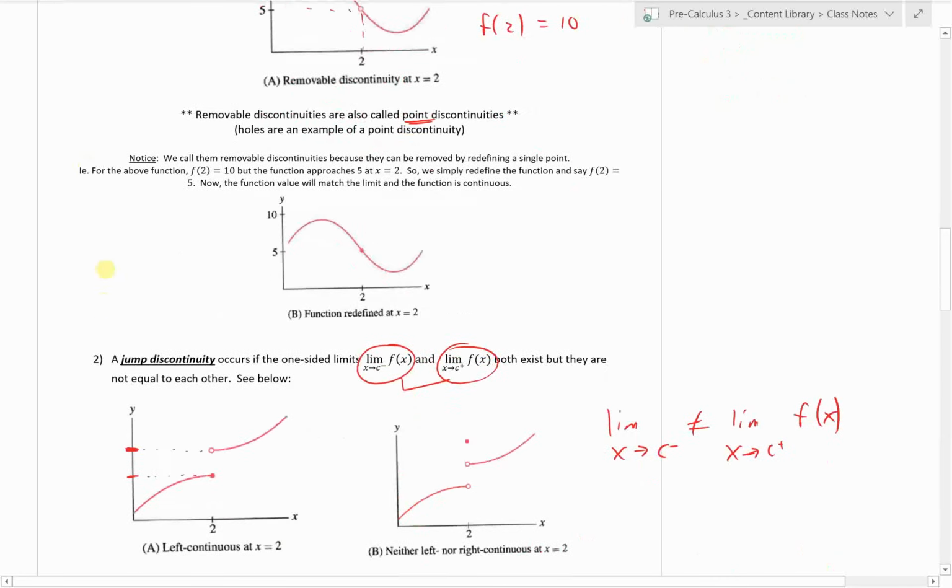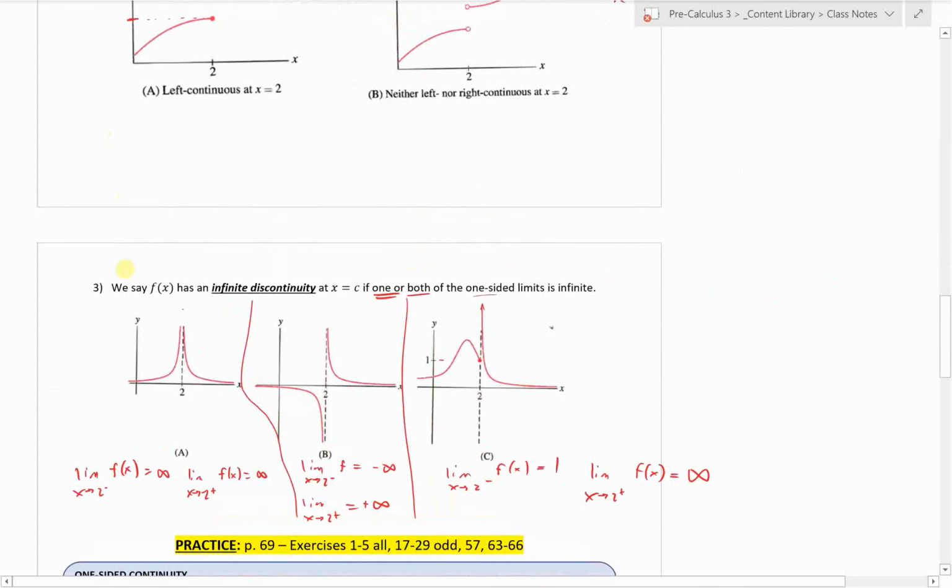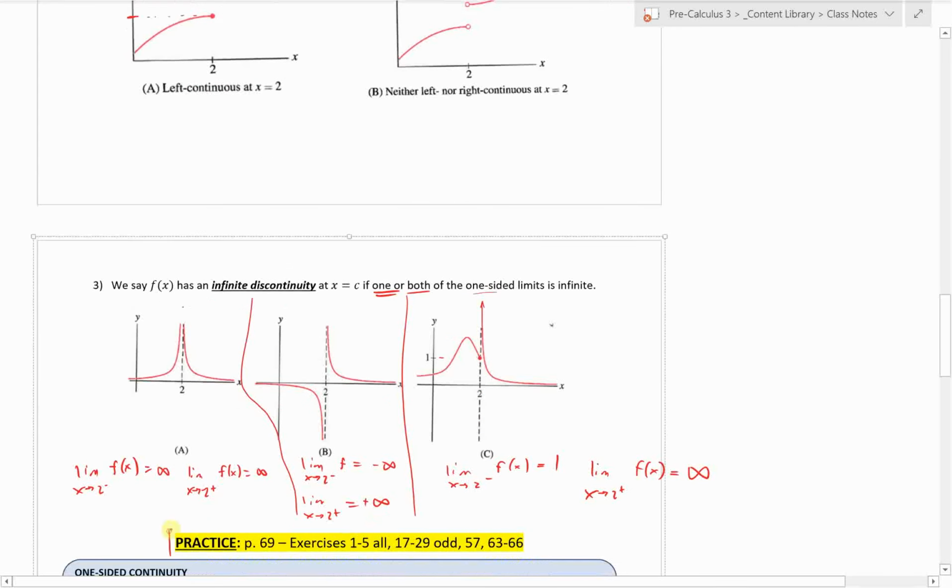And then you'll also be identifying discontinuities from graphs and looking at what kind of discontinuities happen when. So that'll be for practice tonight. That one's due this Friday. And then I'll continue on with the rest of the section in the next video.